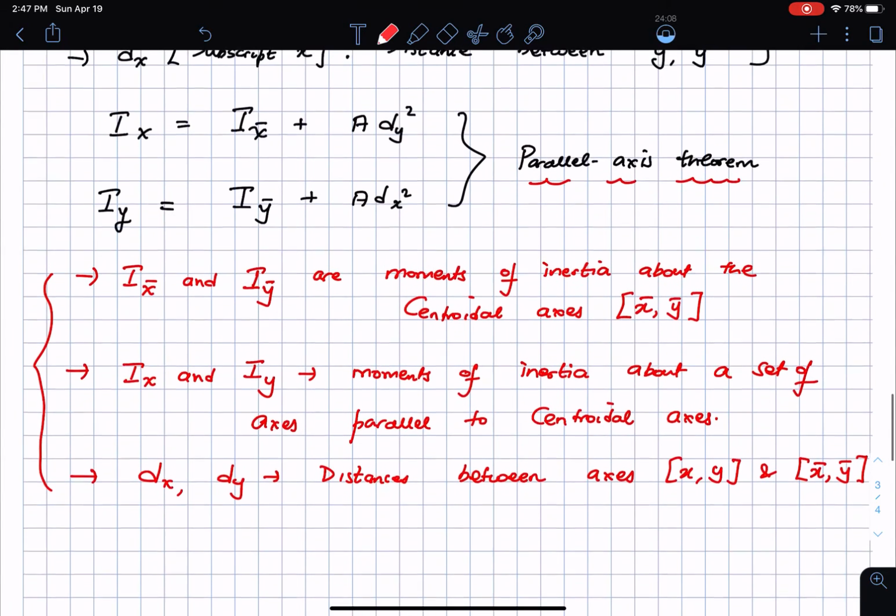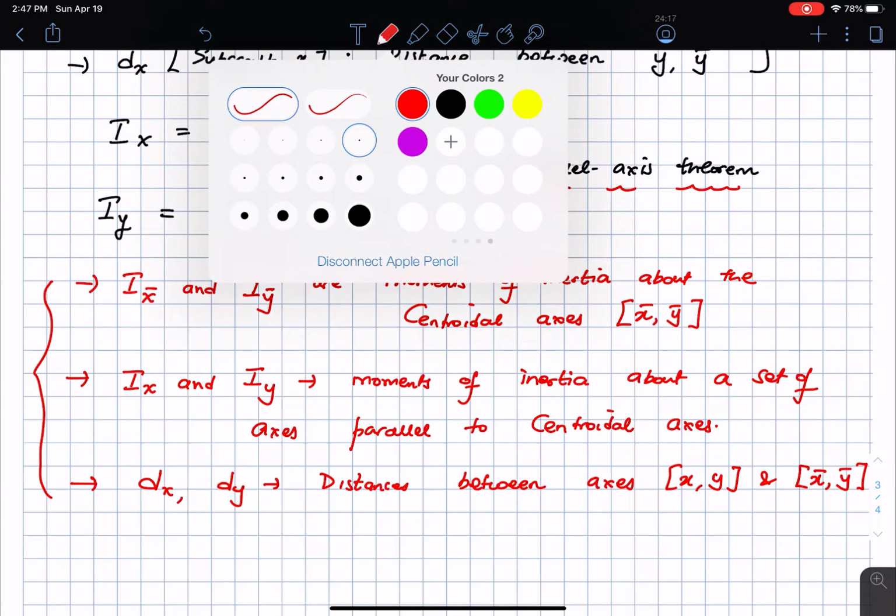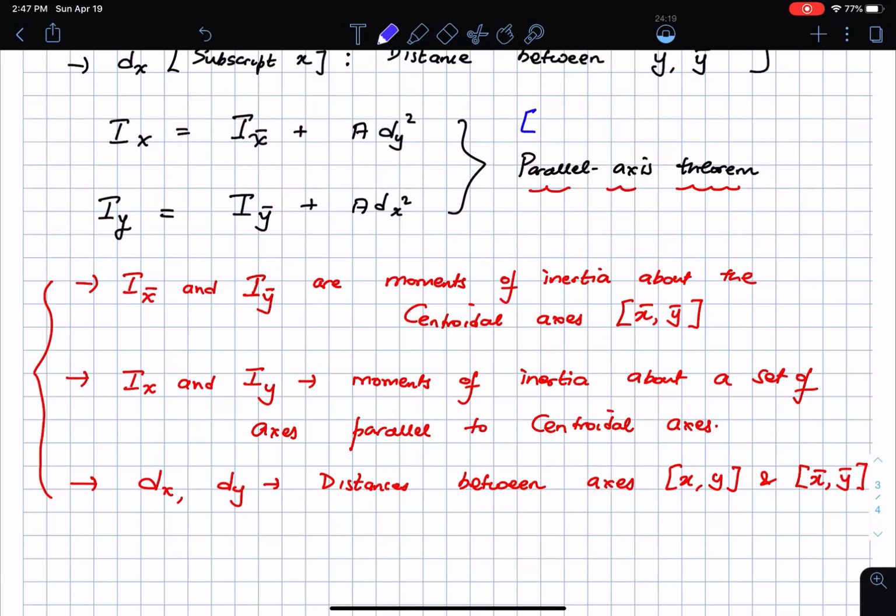Okay, and of course A is the area of cross section of that arbitrary body, and this is the parallel axis theorem. This is a foundational thing. This is something you have to remember. So I just want to make a note here, so please remember this. Please remember this, the parallel axis theorem.